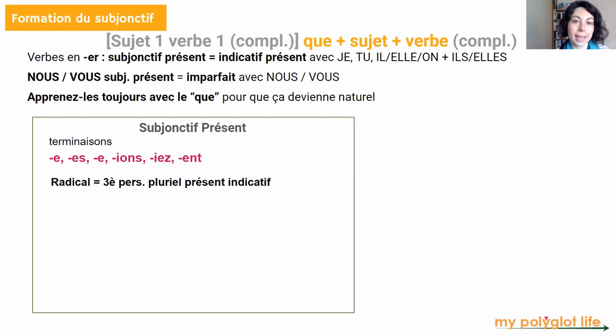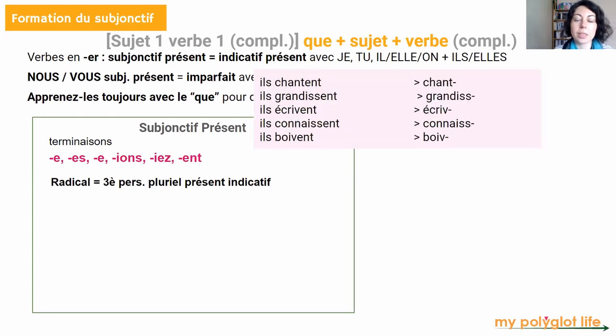So il and elle in the plural of the present tense. And that's why it's similar to the present for the verbs in -ER and for many verbs. So for example, ils chantent, the radical will be chante without the ending. Ils grandissent, the radical ends on the two S. Ils écrivent, that's the present. And the radical for the subjunctive is écrivent, ending on the V.